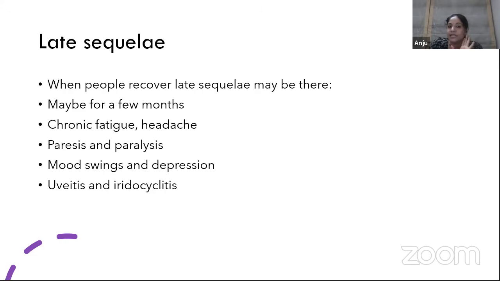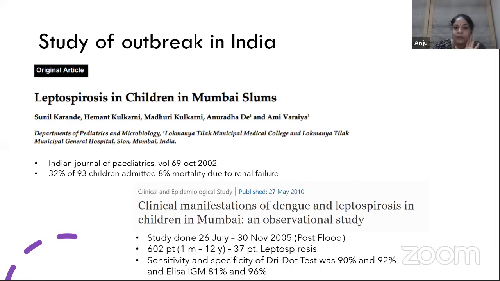Very rarely, late sequelae can be seen, though it is more prevalent in adults. Patients may suffer from chronic fatigue and headache for a few months. Paresis and paralysis are noted in adults. Mood swings and depression are noted both in children and adults. A few cases of uveitis and iridocyclitis have been reported, with even complete blindness after recovery.